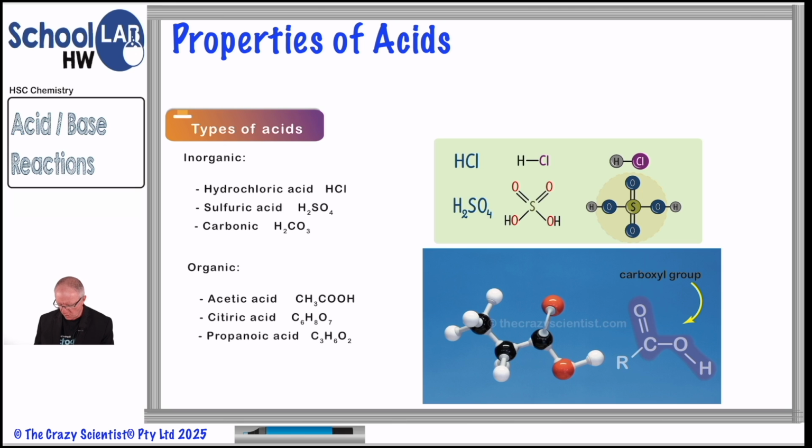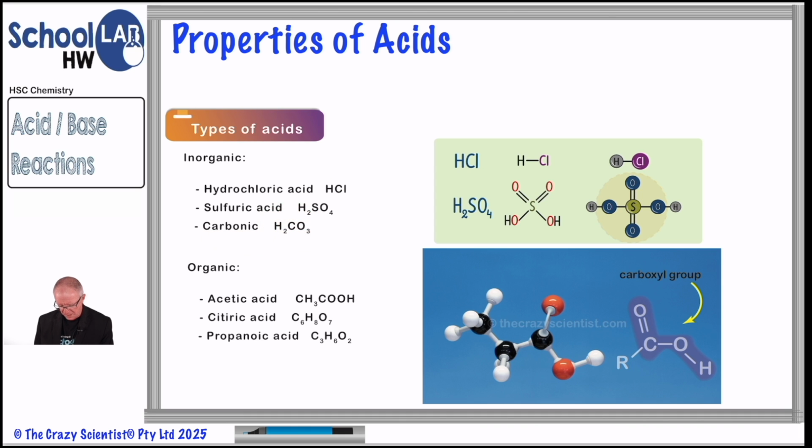Well, here I have some common acids. We've got inorganic acids and we've got organic acids. So when you add this to your mind map, make sure you're separating these out. Inorganic acids are the ones that you've come across a lot previously, such as hydrochloric acid, sulfuric acid, and carbonic acid. These can sometimes be known as mineral acids because they have inorganic elements in there, so chlorine and sulfur. Then we have carbonic acid, right?